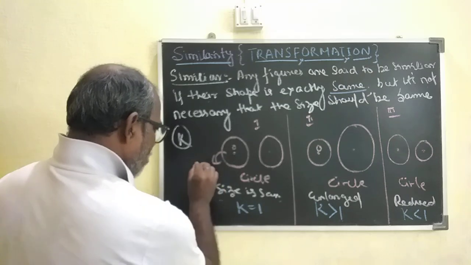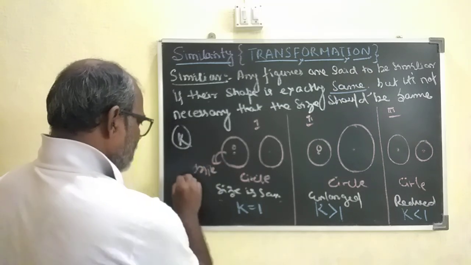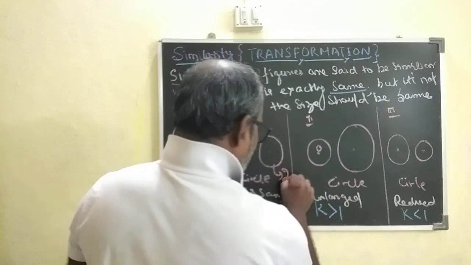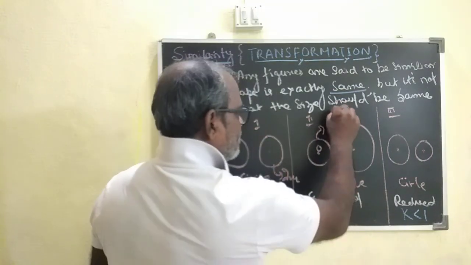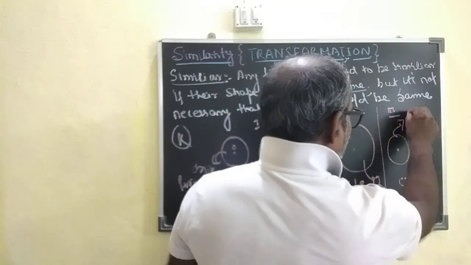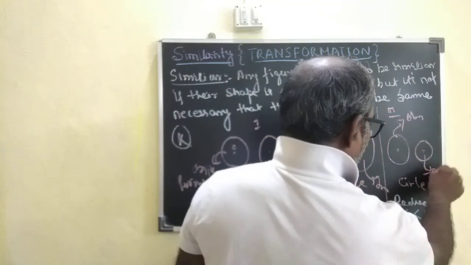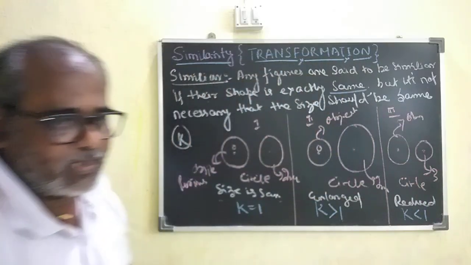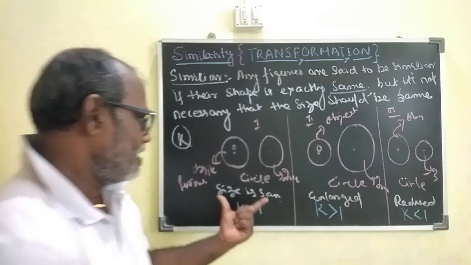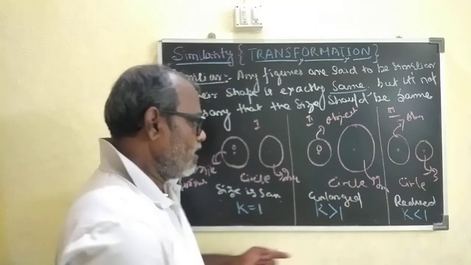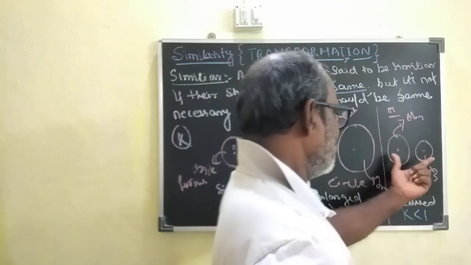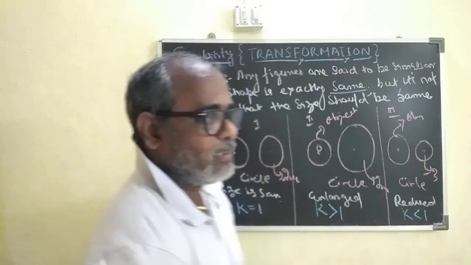Often we represent the original figure, or the map figure, as the object or pre-image. This is the object, this is the image, this is the object, this is the image. The object can also be called the pre-image. Till now we have understood what the scale factor is. When the size is the same, the scale factor equals 1. When the size is enlarged, the scale factor K is greater than 1. When the size is reduced, the K factor is less than 1.